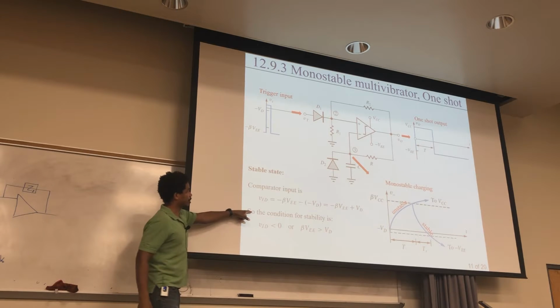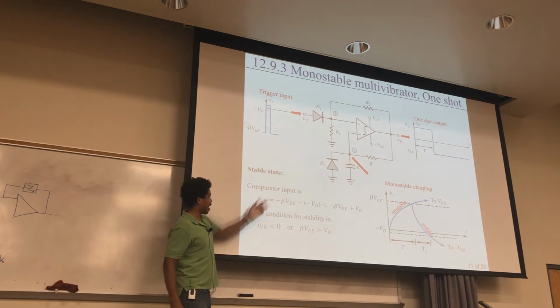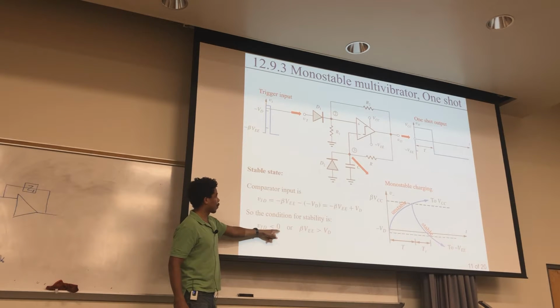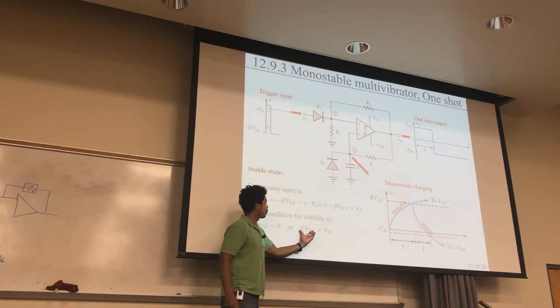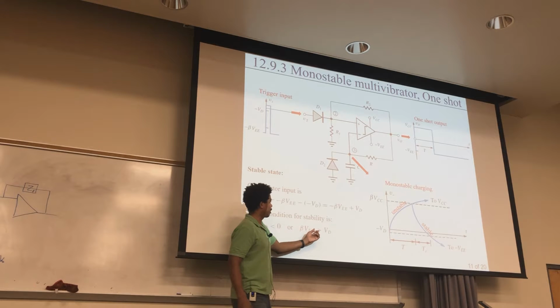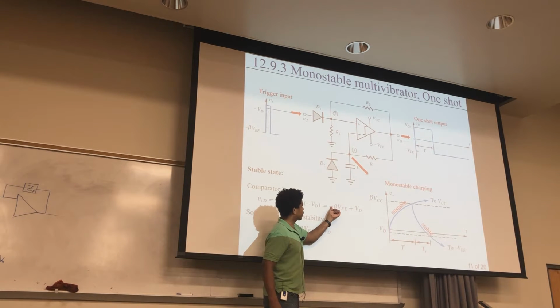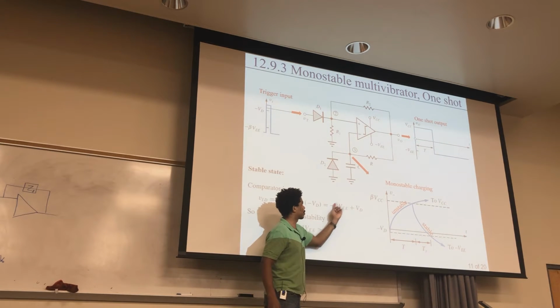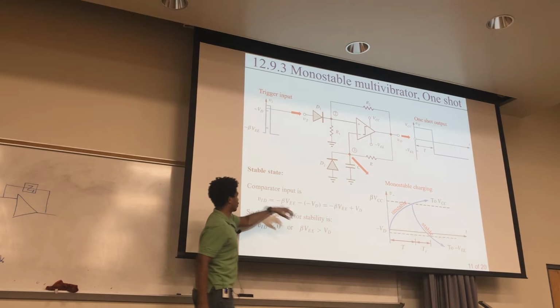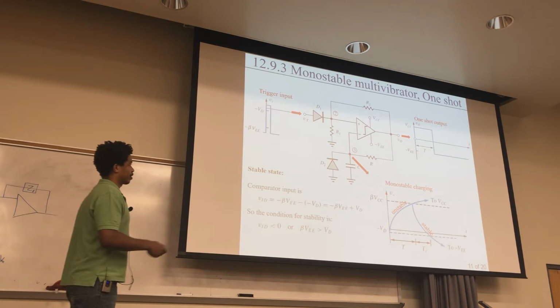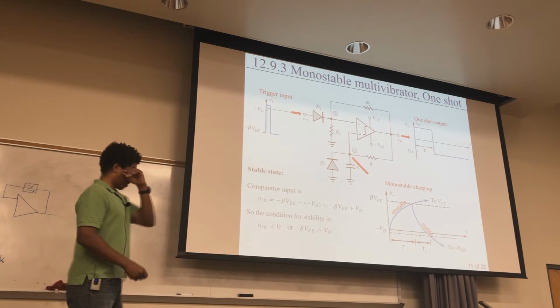And so the condition for stability is just looking at that. This VID needs to be negative, or this beta VEE needs to be greater than that. So if this value right here is greater than that, and since that's negative, then this sum is going to be negative. And so that's the necessary condition for stability. Okay.